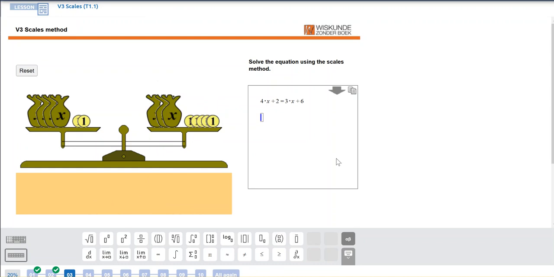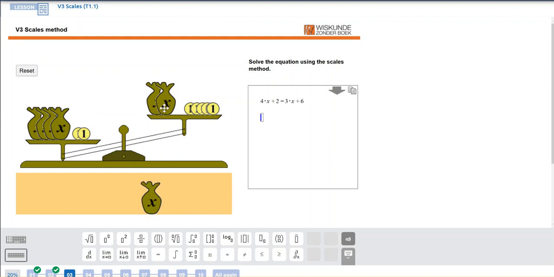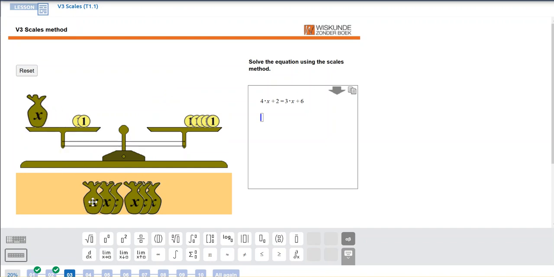Alright, so the first thing to do always is to remove bags of marbles from both sides. As many as you can. So in this case I can take away 3 bags of marbles here, and I can also take away 3 bags of marbles there. So now the equation that I have is no longer 4 times x plus 2 equals 3 times x plus 6. It has become 1x, so just x, plus 2 loose marbles is equal to 6 loose marbles on the other side. So this is the intermediate step.